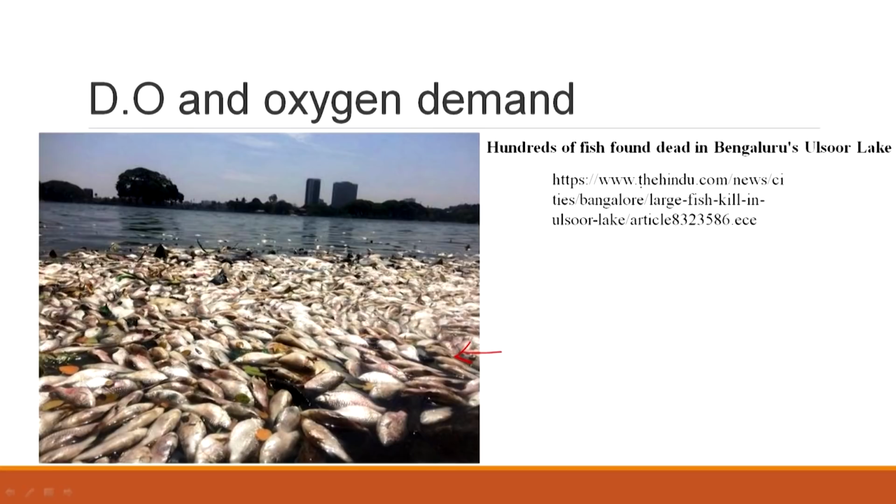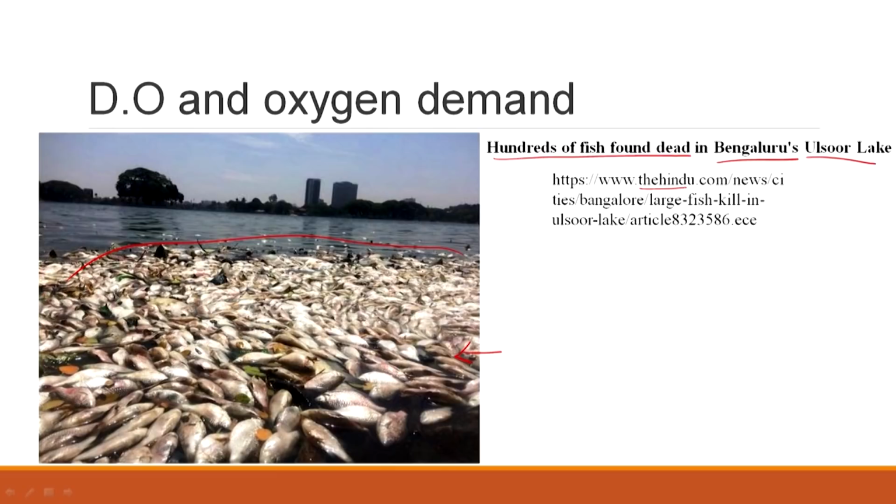So, here the article is from The Hindu, which I typically recommend, and here we are talking about Ulsoor Lake in Bengaluru, but this can be the case in any lake, most lakes, if they still exist. So, hundreds of fish found dead, they bloat up and then start floating up here, and you have these hundreds and hundreds of fish kill.